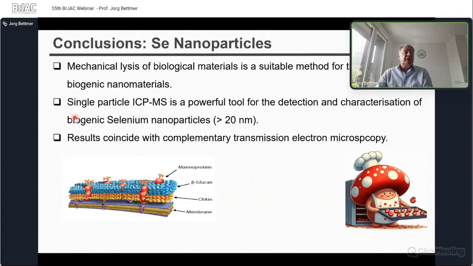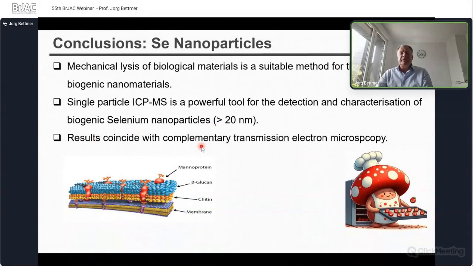In general, single particle ICP-MS is a powerful tool for the detection and characterization of these selenium nanoparticles. However, the drawback is always the size detection limit. In the best case, at least with our instrumentation at the University of Oviedo, the particles need to have a diameter bigger than 20 nanometers.